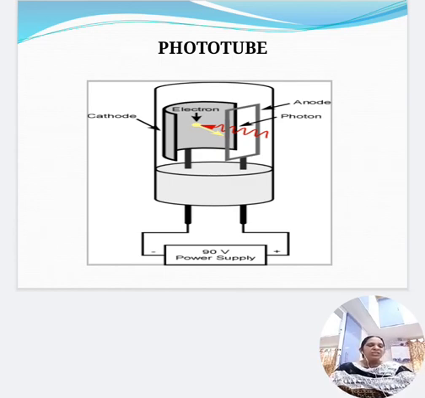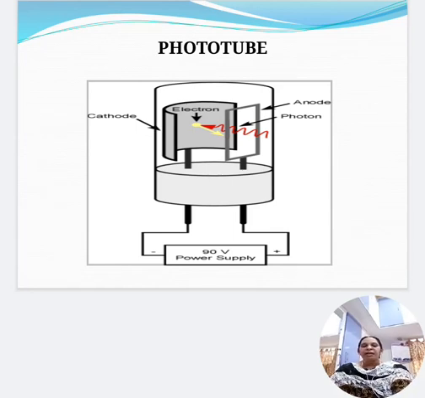So, when radiation strikes the photocathode, photoelectrons are ejected and drawn to the positive anode, constituting a current. All the electrons are collected by maintaining the anode at about plus 90 volts relative to the cathode. The photocurrent flowing in the external circuit is directly proportional to the rate of photoelectron emission. Okay, this we have dealt with, the photo tube.